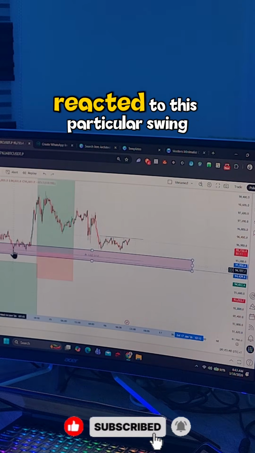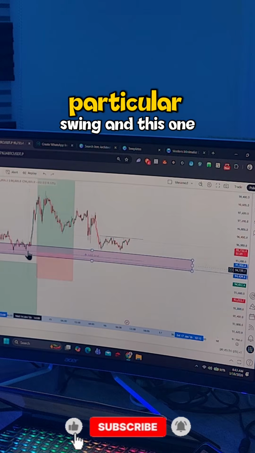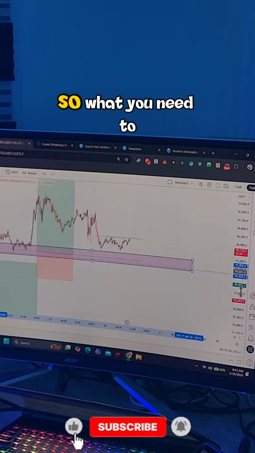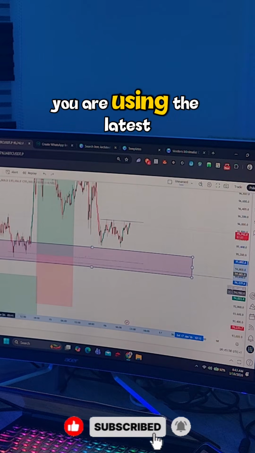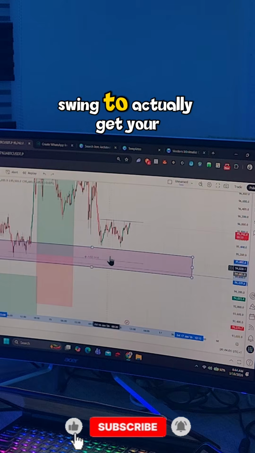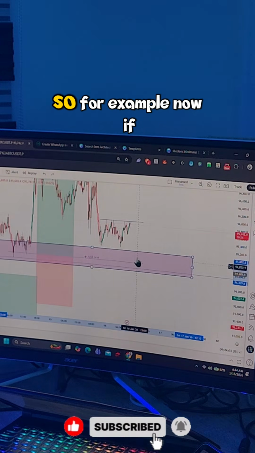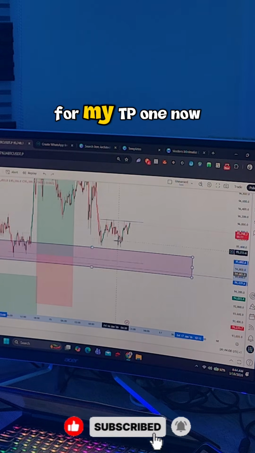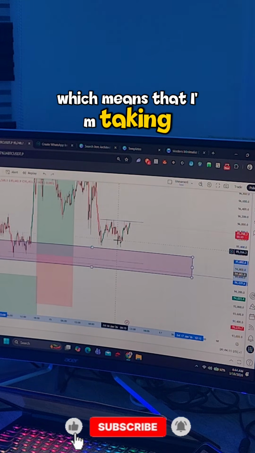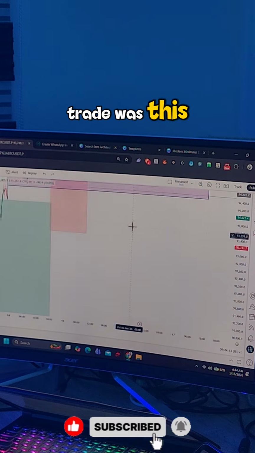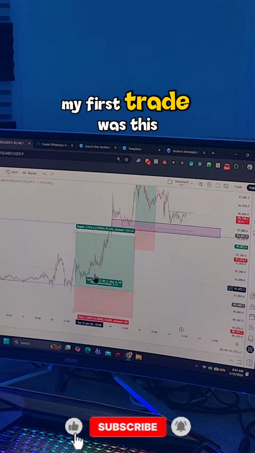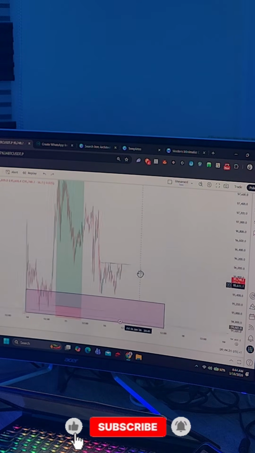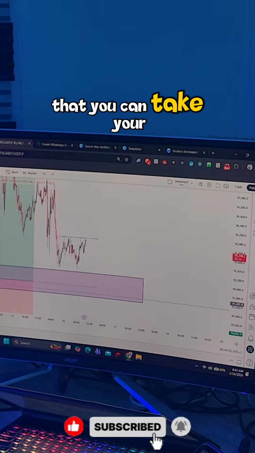Right now, the market has reacted to this particular swing, and this one is the next one. So what you need to do right now is use the latest swing to get your entry. For example, I'm still currently on this trade for my TP1, which means that I'm taking the third trade. My first trade was this, my second was this, and here is my third. So assuming you're not in the market now, what you can do is take your entry right from this place.